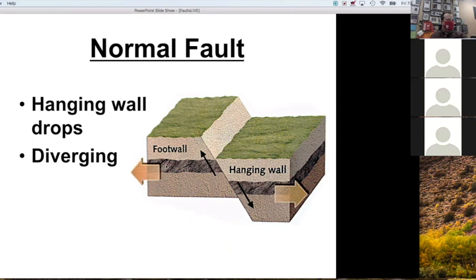So here you see that if the hanging wall, see how the rock layers used to be matched up? If the hanging wall falls down, that's normal. That's what gravity does. It pulls the rock down. So normal, hanging wall falls. And you can see this, the pressure in the fault is moving off to the sides. Or that's called diverging. Diverge, move apart, divide, like in math, to split.